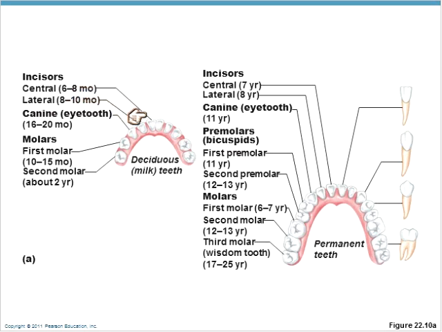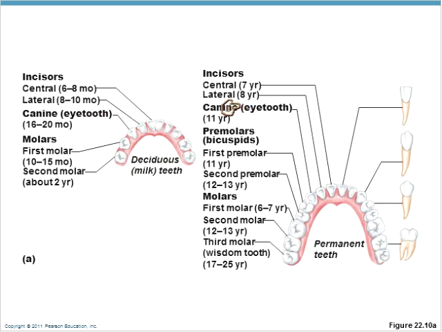There's the incisors. The central incisor, if you will, erupts at 6 to 8 months. The lateral incisors you see at age 10 months. The canines, sometimes called the eye teeth, are at 16 to 20 months. The first molar is 10 to 15 months, and the second molar is about 2 years. And then you kind of get a feel for what we're talking about.